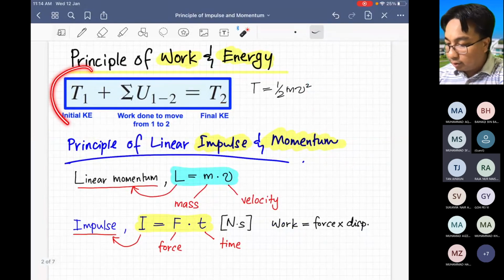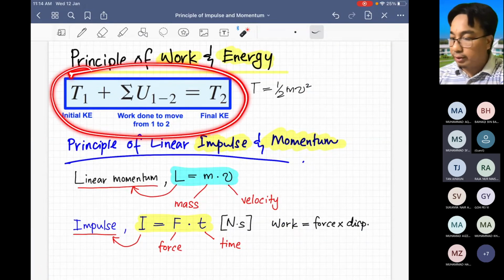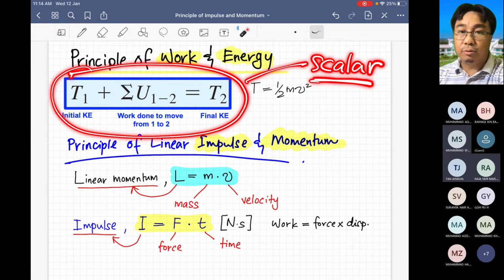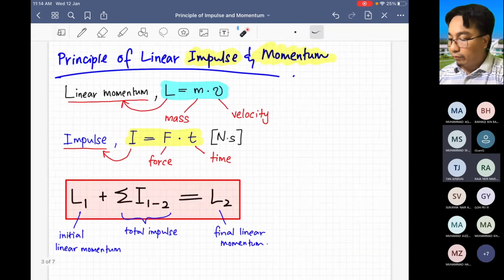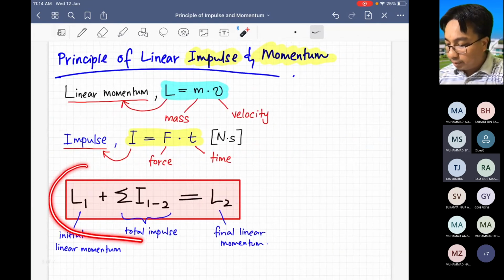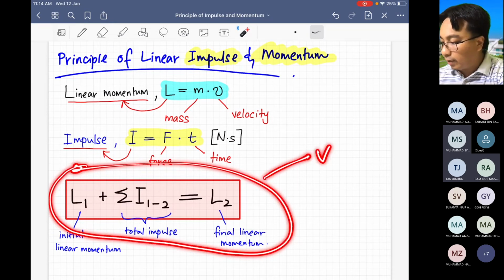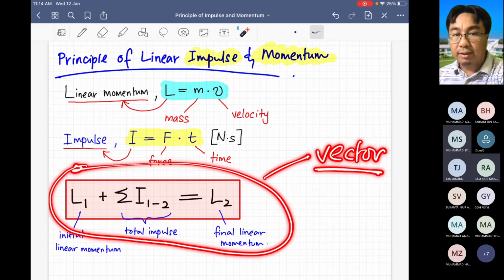This equation is already a scalar equation. Ini scalar equation. So there is no need untuk kita pecahkan kepada x and y axis. However, this equation, principle of linear impulse and momentum, this is a vector equation. Okay, so because of the vector equation, kita tahu that vector dia ada direction. So direction tu indicated by axis lah, sama ada y axis atau x axis.